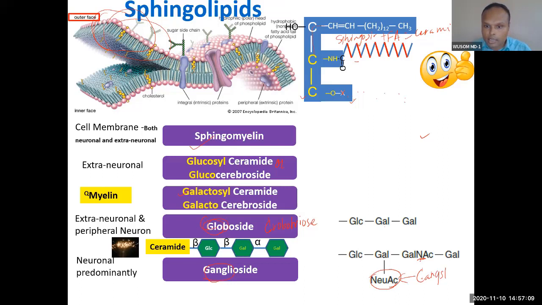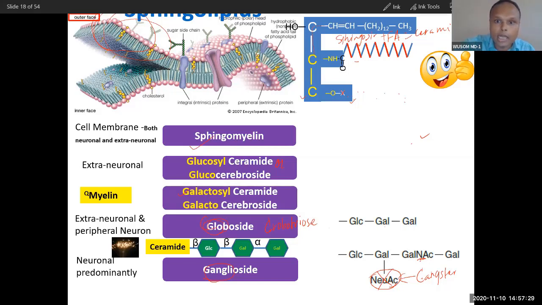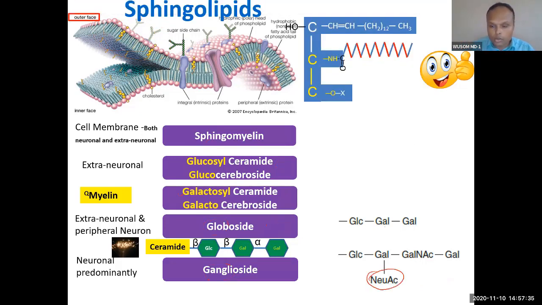This neuraminic acid is what makes it a ganglioside. Why? If neuraminic acid is not there, it becomes globoside. If neuraminic acid is there, it becomes ganglioside. So the difference between globoside and ganglioside is this neuraminic acid. This is a very important concept. Neuraminic acid is the difference between globoside and ganglioside.